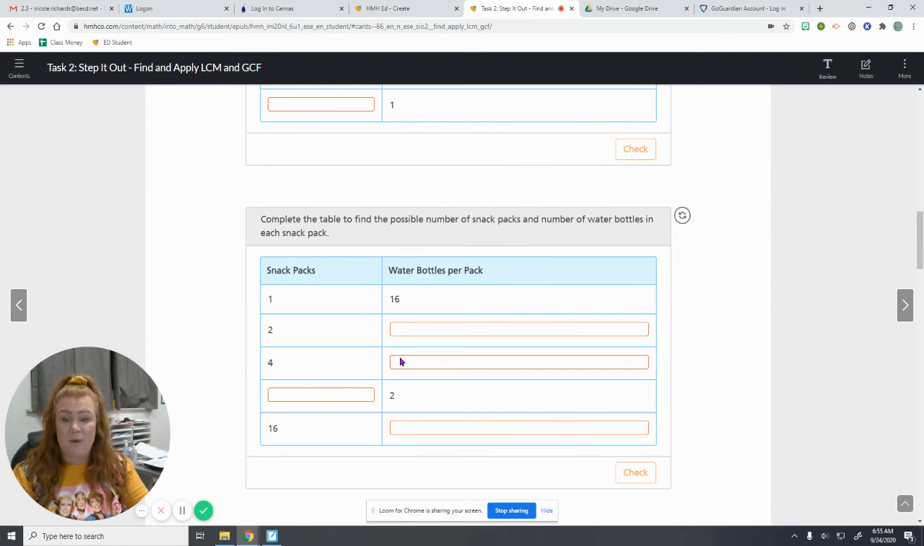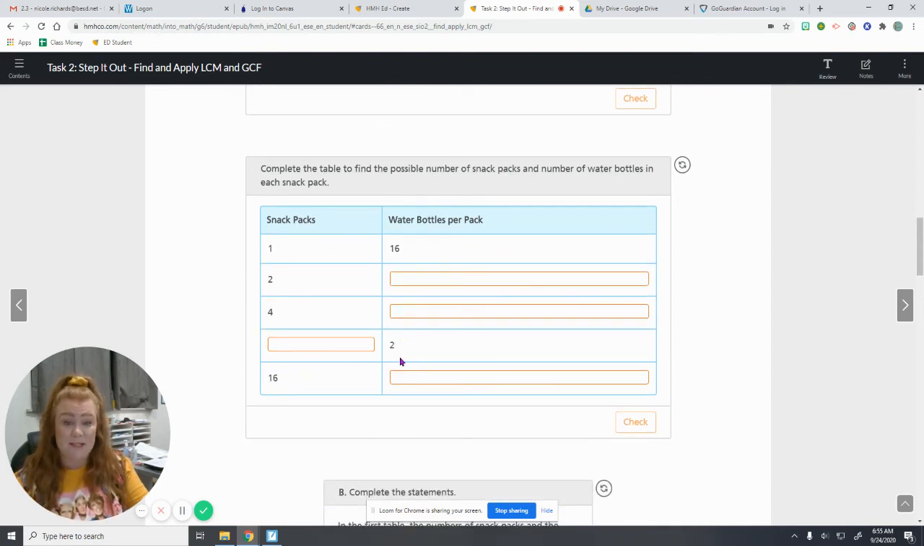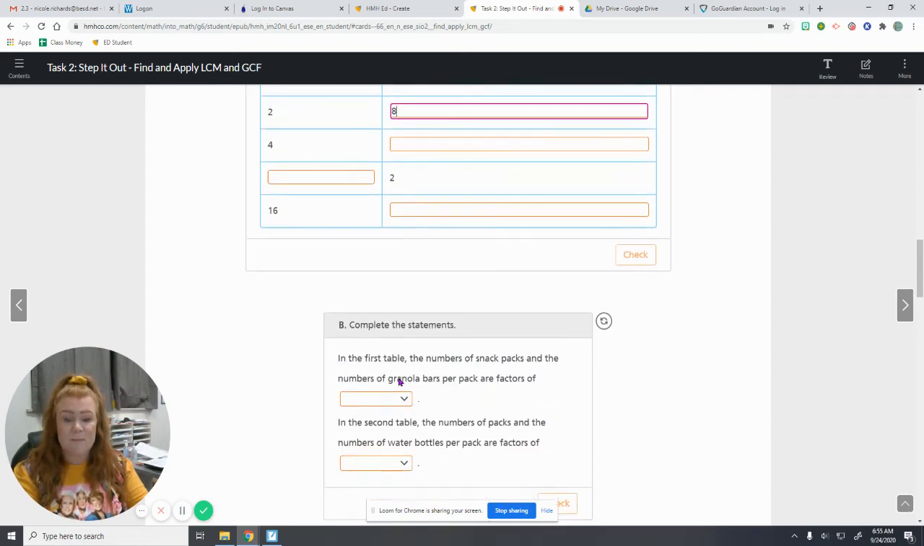Then we are going to do the water bottles here. So 1 times 16, one group would have 16 water bottles. 2 groups, 2 times 8 is 16. So now you're going to do the same thing for the water bottles. 4 times what is 16? 2 times what is 16? And 16 times what is 16? So go ahead and pause if you need to finish those charts.